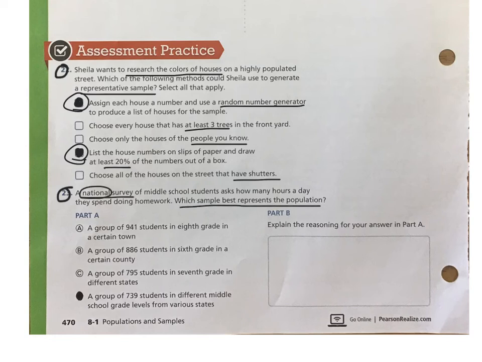In question 23, the key word here is that this is a national survey. In other words, it needs to cover all of the middle school students in all of the states of the nation. So the sample that best represents the entire population of middle school students is a group of 739 students in different middle school grade levels from various states. Okay? This represents students from all across the nation.